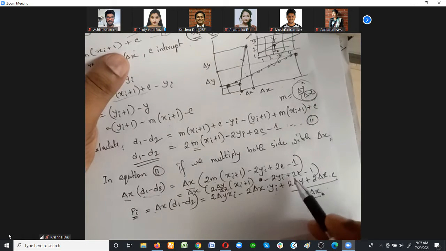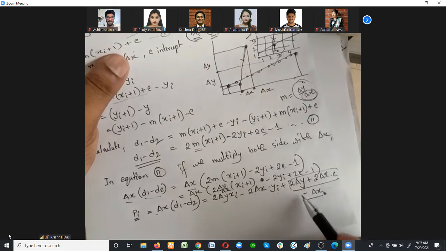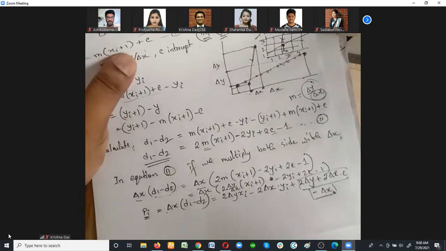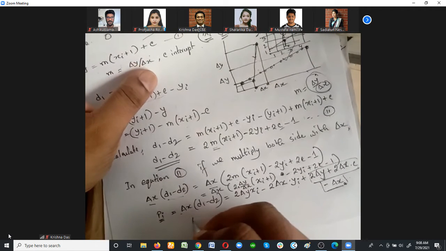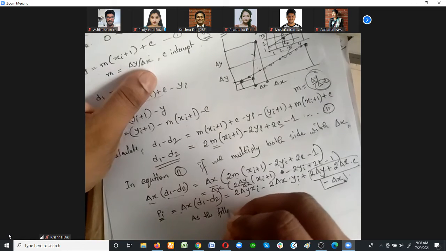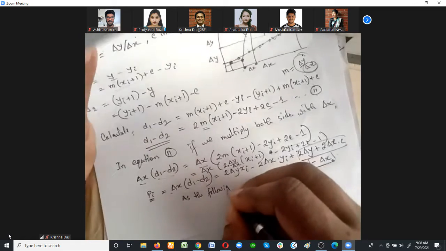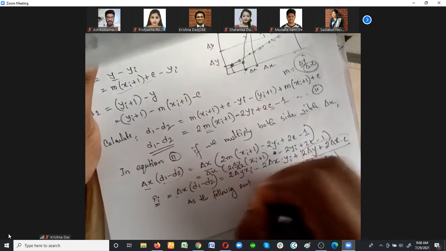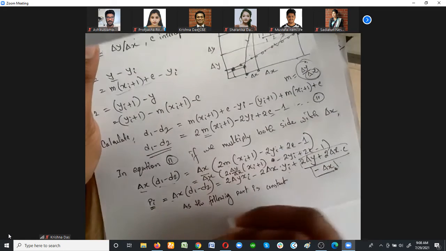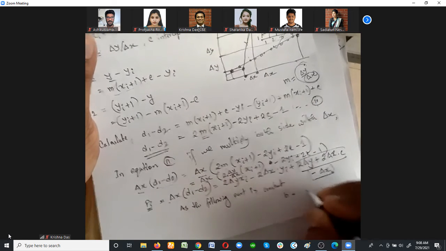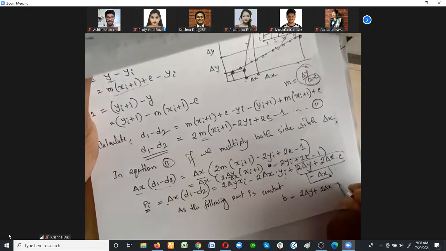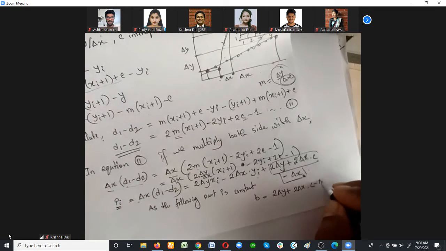Now if this part is constant, we consider it as some other value. The following part is constant, and we consider that to be b. So b is equal to 2 del y plus 2 del x dot c minus del x.